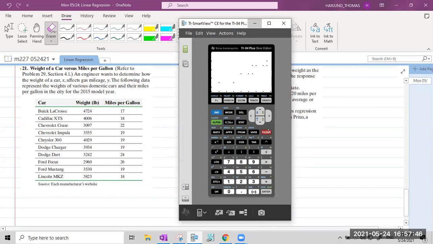Okay, let's do it. Quit. Clear. I will put in the data. Oh, I still have things here. So let me clear that first. Clear list. I will clear list one and list two. Now I will input the data.